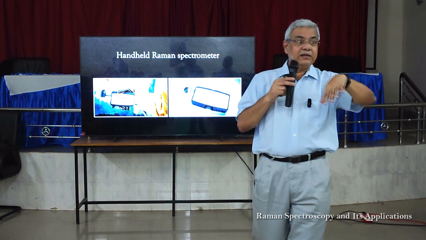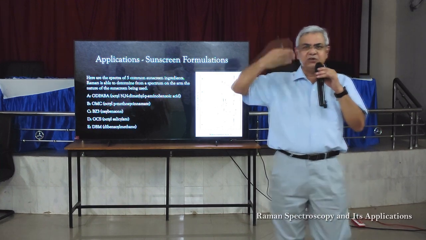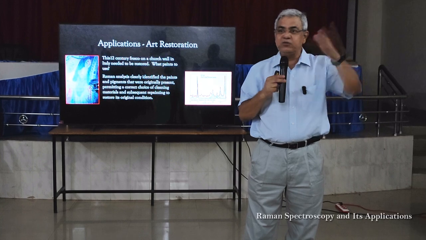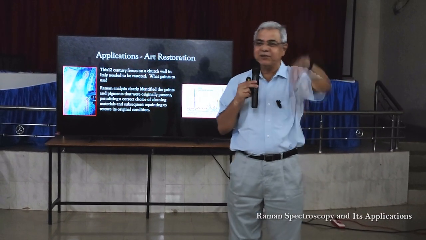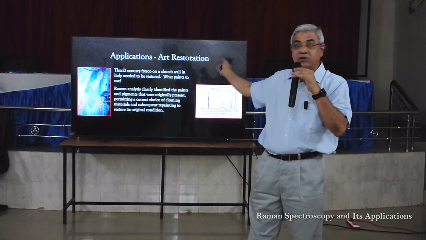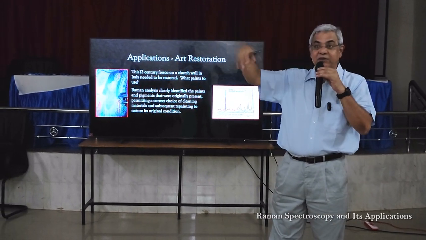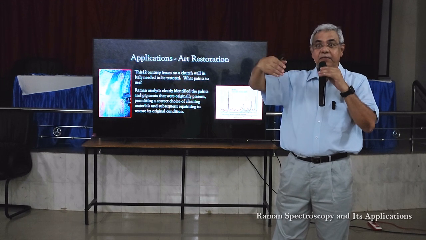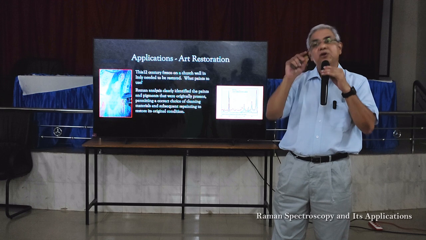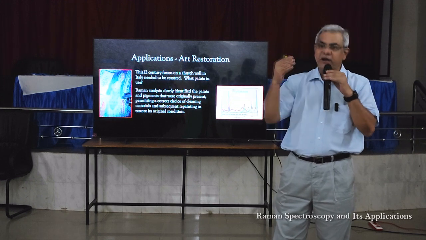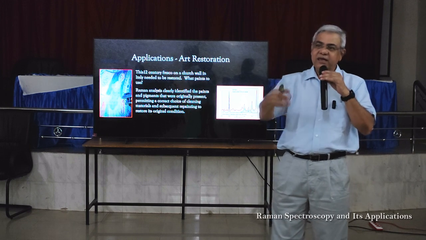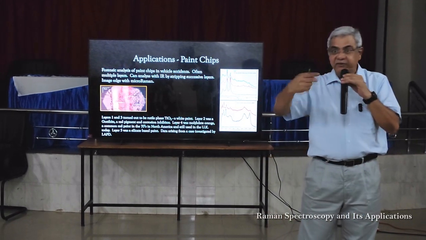Now we want to restore some of the old artwork. We cannot use whatever we want. If we put some Asian Paints on it, everything will go. If you go to Kalamkari, or to Lepakshi, you will see all kinds of artwork using vegetable dyes. You can't use any dye for restoring those kinds of art pieces. So you study with Raman spectroscopy, find out the nature of the dye, and use exactly the same dye to restore the exact art.